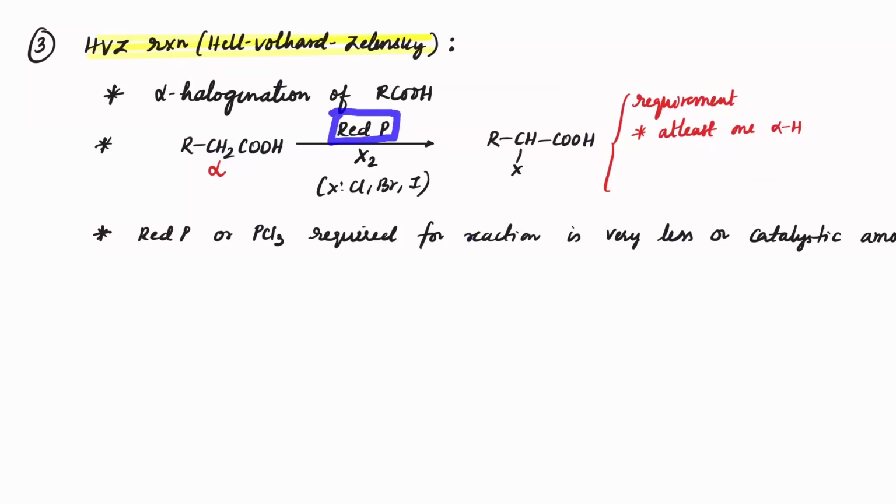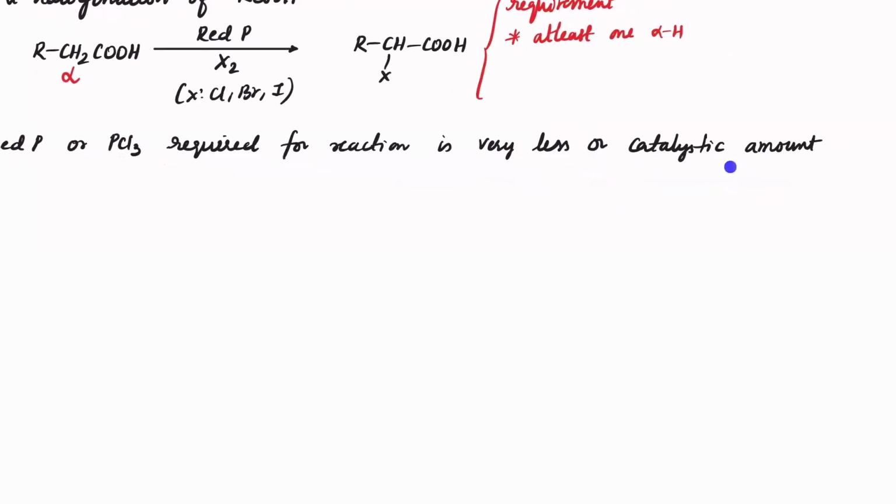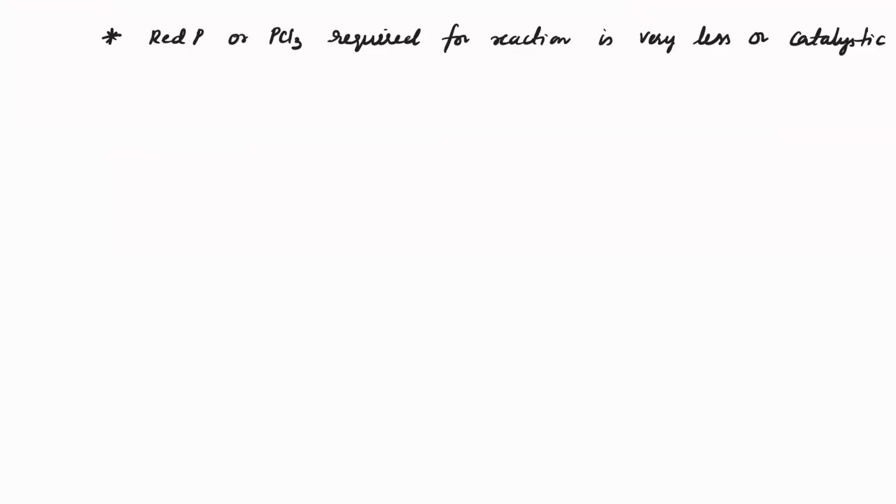Thereafter, as you react with red phosphorus and let X2 gas pass through this solution, you will notice that slowly one of the hydrogens is replaced by halogen. That becomes an alpha halo acid. Now, you can directly use red phosphorus plus X2, or we can directly use PCl3. This is required in a very small, catalytic amount to make the reaction work. So let's see the mechanism of how it works here.